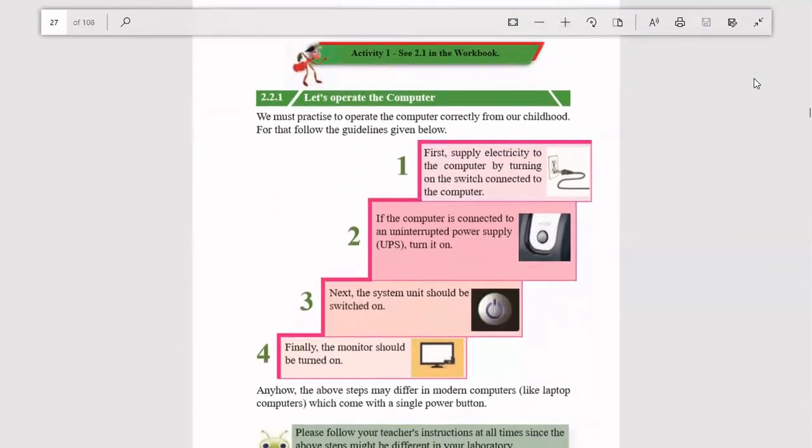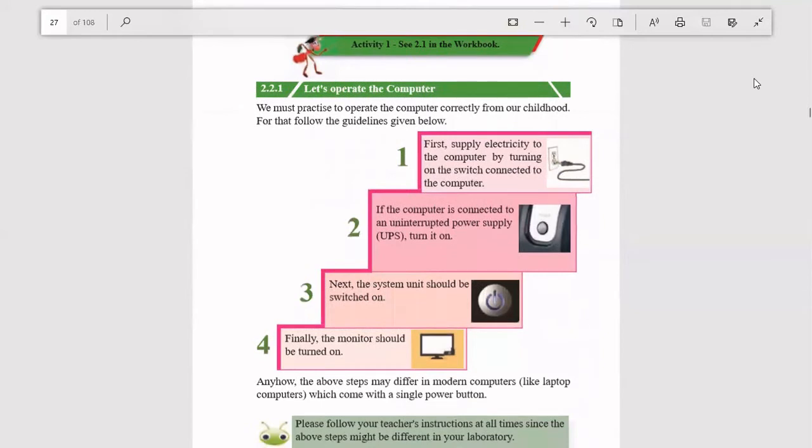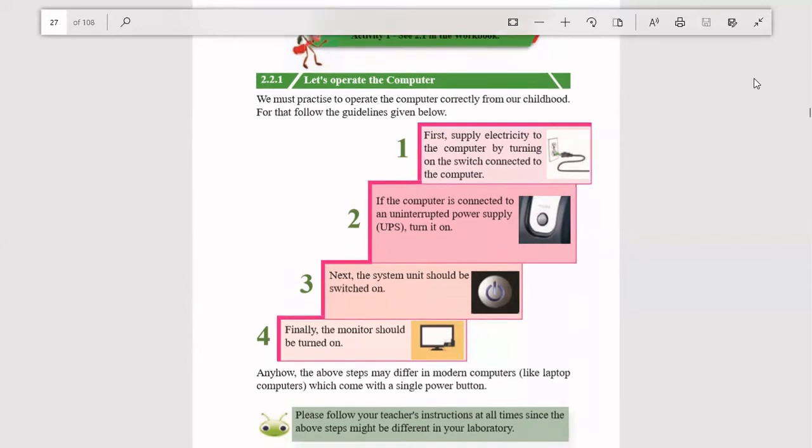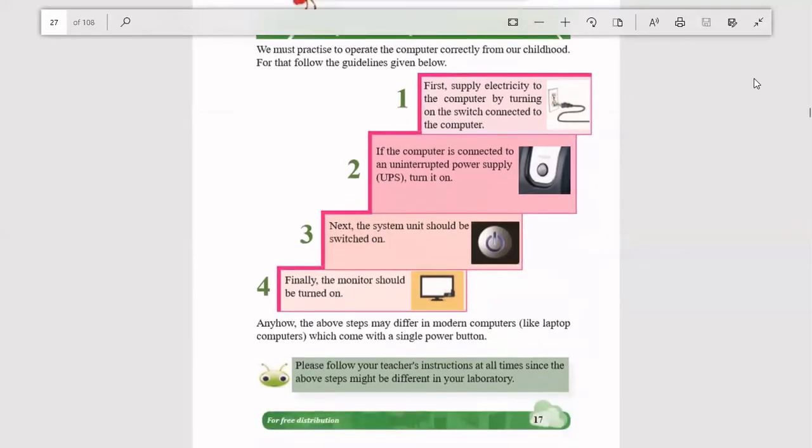Then we are going to talk about how to operate the computer. Now this is how to switch on the computer and start work. Okay, so first you have to give the power. The main supply should be switched on and supply electricity to the computer. Then you have to switch on the UPS. What is UPS? Uninterrupted power supply.